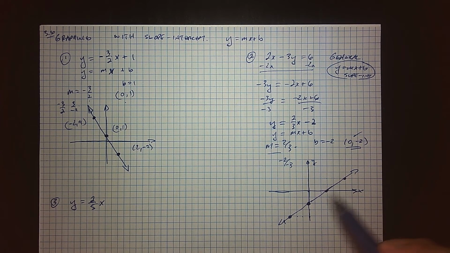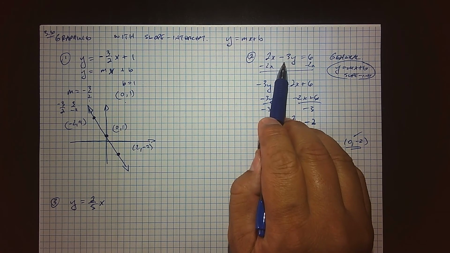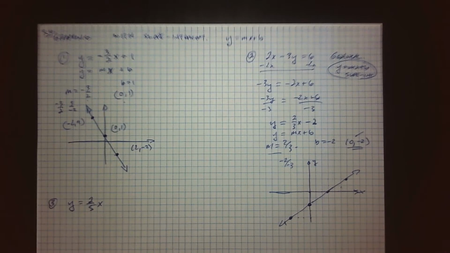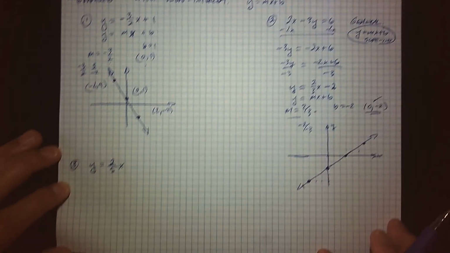So again, this is a picture. Remember, these are all the solution points that solve that equation. That's what a graph is. So it's a little faster to do it this way rather than the point plotting.